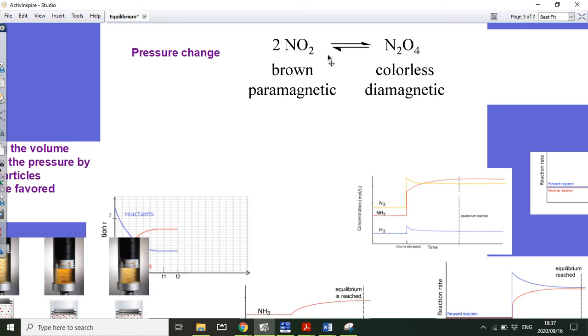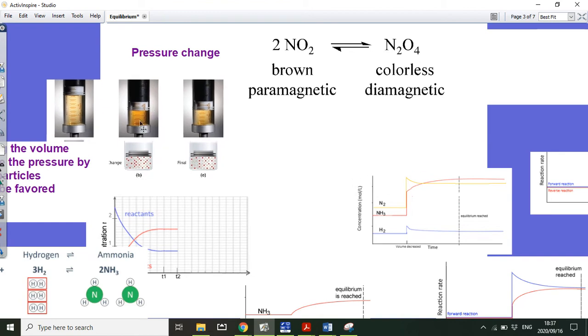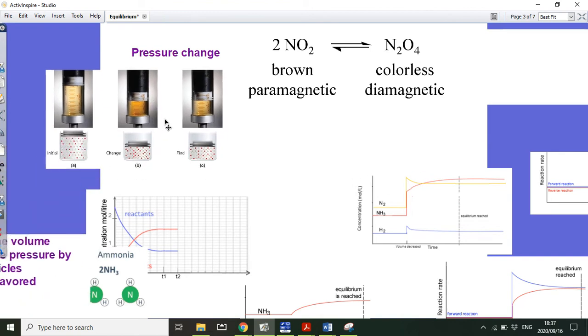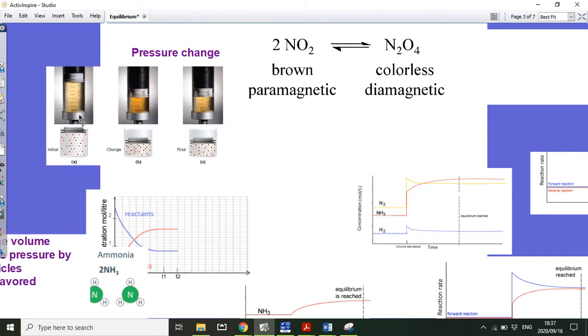Now, if I'm going to increase the pressure, what causes pressure? You need to realize that pressure is caused by particles of gas colliding. So when we're talking about pressure, we only talk about gas particles. So please go and highlight the gas particles if you get a question like this. So these are brown, these are colorless. Now I go and compress this gas. So here I go, I take this gas and I compress it.